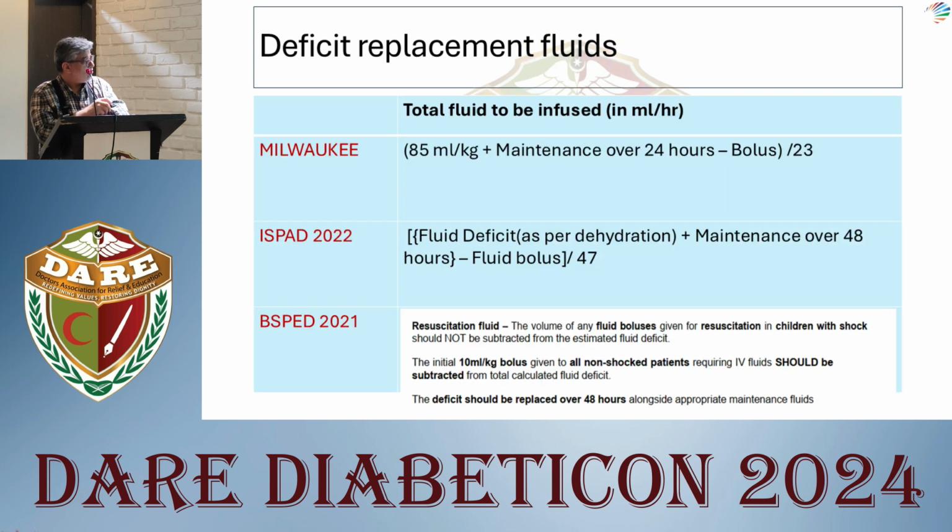So now there are two to three options which you have. Milwaukee we will ignore. As per ISPAD, what you are supposed to do is, as I said already, first give around 10 ml per kg as a bolus over 30 minutes. After that, you start corrective fluid therapy. The bolus which you give, as per ISPAD guideline, you remove from your final calculation. BSPD says that if you are not in shock and you gave 10 ml per kg, you should remove it. But if you were in shock and you gave a 10 or 20 ml per kg bolus, whatever you gave, don't remove it from your final calculation.